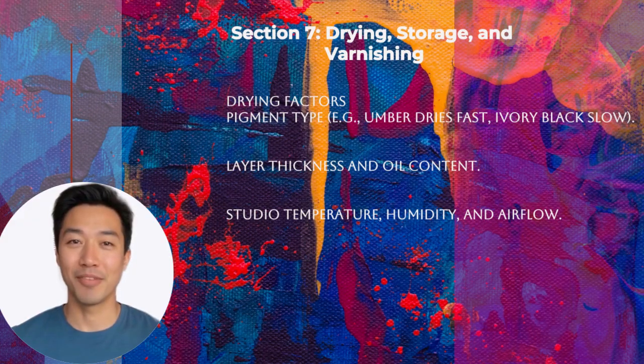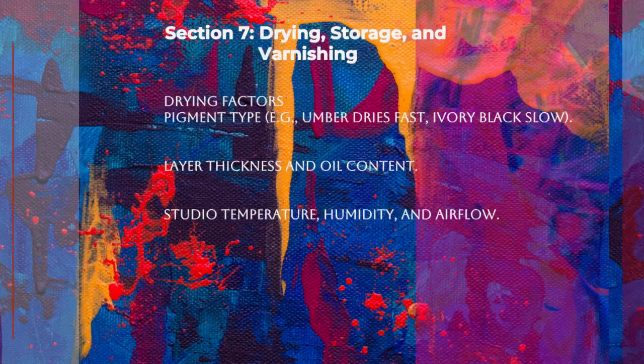Section 7. Drying, storage, and varnishing. Drying factors: pigment type, e.g. umber dries fast, ivory black slow. Layer thickness and oil content. Studio temperature, humidity, and airflow. Varnishing protects against dust, UV, and environmental damage. Retouch varnish: temporary gloss during drying phase. Final varnish: applied after full curing, 4 to 12 months.